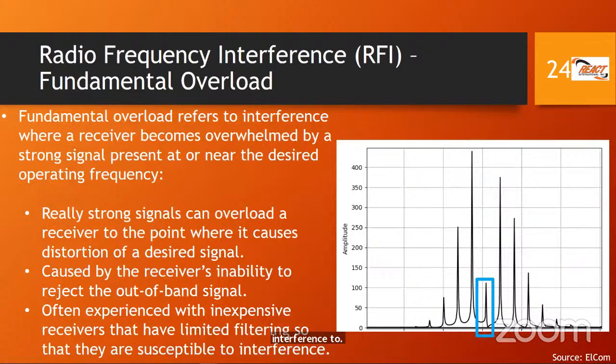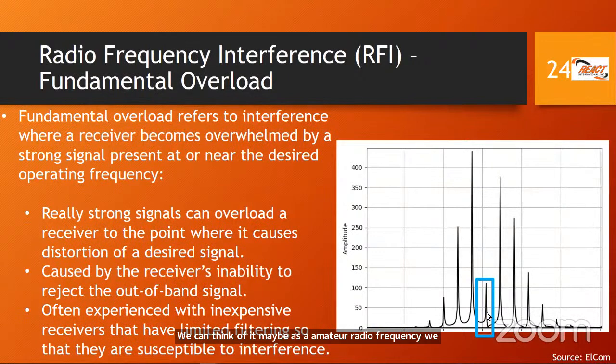So one concept that we need to know for the exam is called fundamental overload. So what is fundamental overload? If we were to look on the right-hand side here, this is our diagram of a radio frequency spectrum. And what is encircled in blue here is the frequency we are trying to listen to. Now, this could easily be an amateur radio frequency. We can think of it maybe as a broadcast FM radio broadcast frequency, maybe 95.1 FM. So let's talk about it in that context.